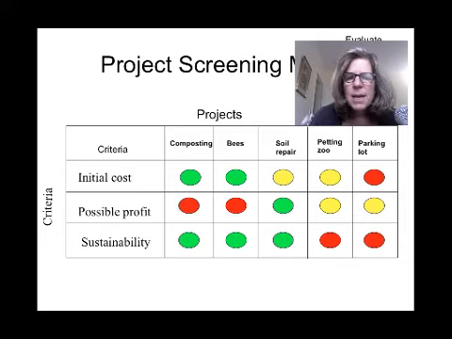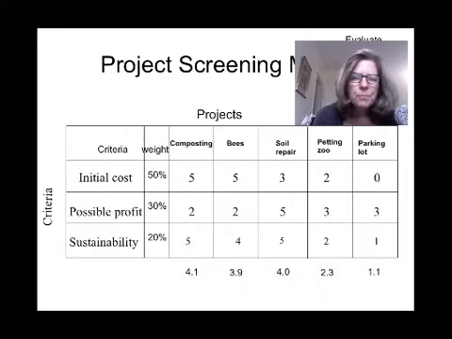So we can see here that if we look at the petting zoo and the parking lot, there's no green in them, and especially the parking lot. So we probably might eliminate those. And we might really look more carefully at these three to see, there's some good things about this, and this, especially this soil repair, it looks like it might be a good look. So this is a way of sorting out, probably mostly just cutting off the low projects.